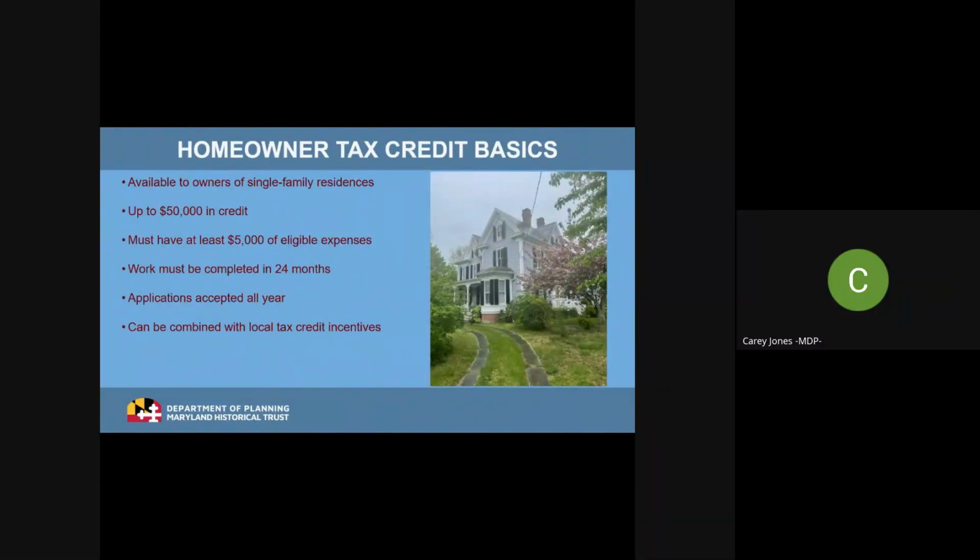Here is some basic information about the tax credit. I will go into details about each of these throughout the presentation. The credit is available to homeowners of single-family residences and some multifamily residences. It is worth up to $50,000 in total credits, though you must have at least $5,000 in eligible expenses. Work has to be completed in a continuous 24-month time period of your choosing, and unlike other programs, there are no application deadlines. Instead, applications are accepted all year long. The credit can also be combined with local or federal tax incentives, though these are different programs with different requirements.